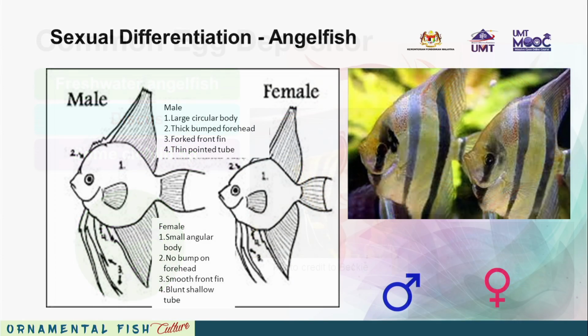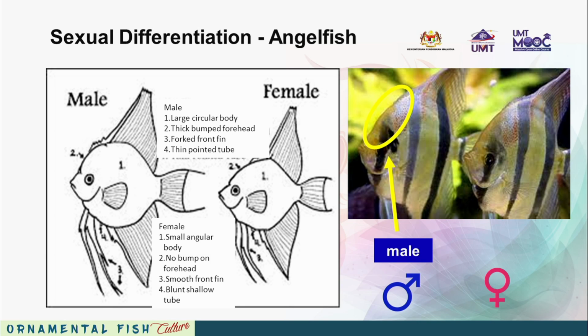The example of freshwater angelfish. Their sexual differences can sometimes be difficult to tell. However, there are characters that can be identified, such as the head bump. The male fish have a thicker head bump than the female. And in body size, the male fish have a larger body size than the female.